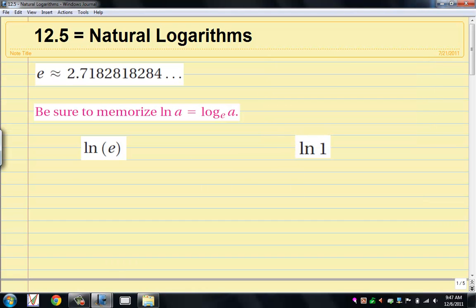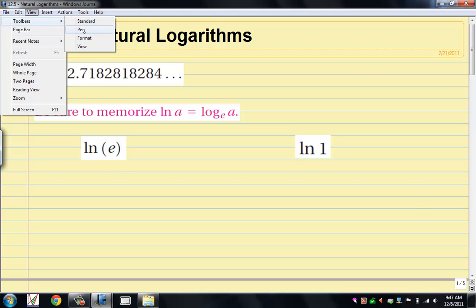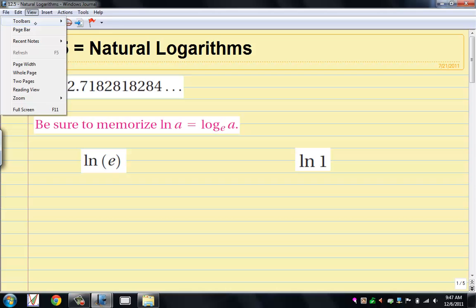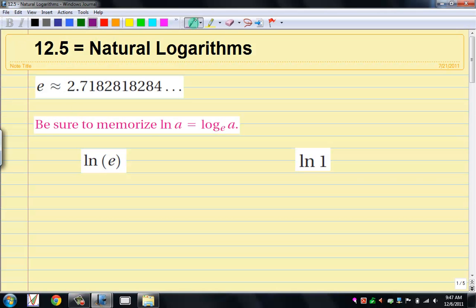All right, so when it comes to things called natural logarithms, they are based on this number e. And we've talked about how e is an irrational number. It's about 2.7, kind of like pi is about 3.141592, right? e is a number like pi.